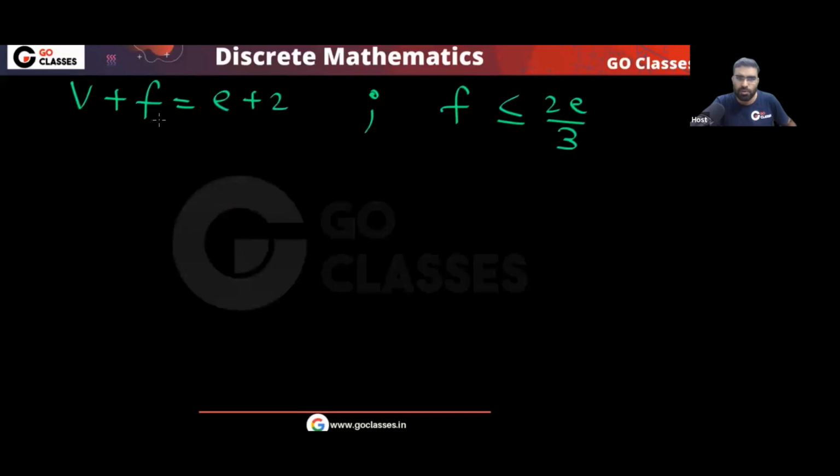Yes or no? Now you tell me, instead of f, if I put 2e divided by 3, then what will happen? Tell me. See, can I say that v plus f will be less than or equal to v plus 2e divided by 3? Yes or no?